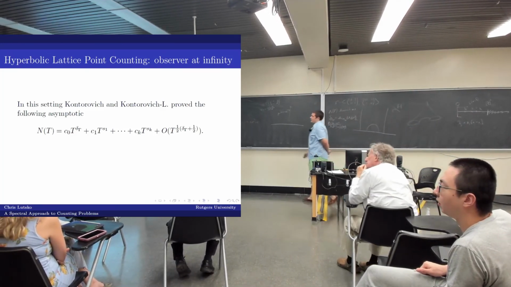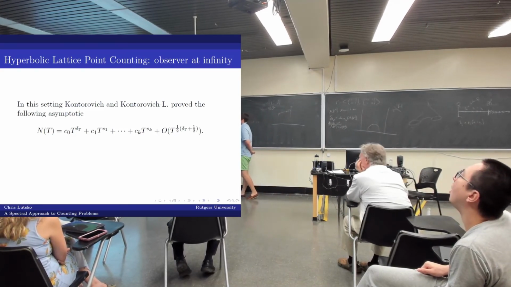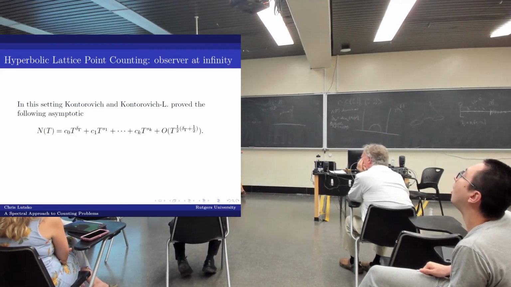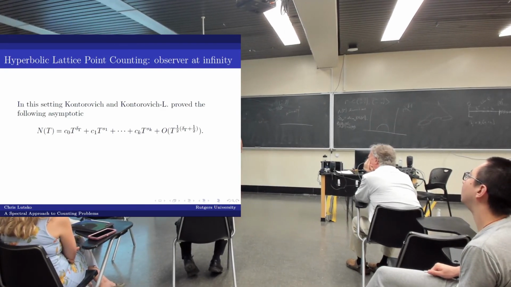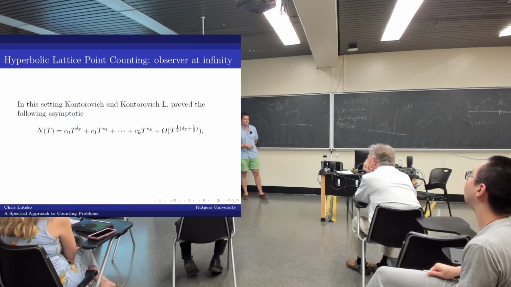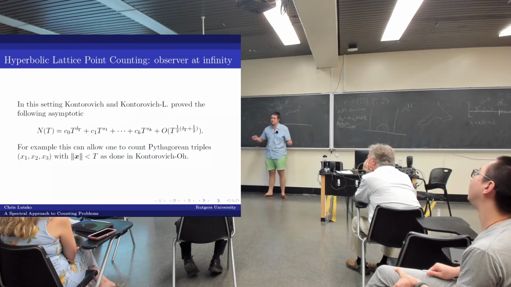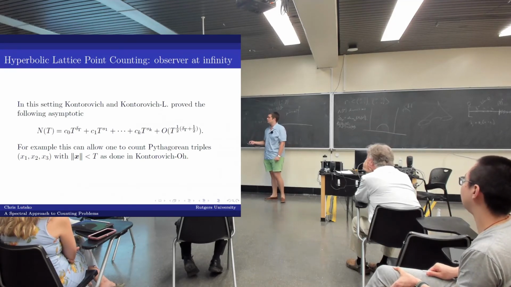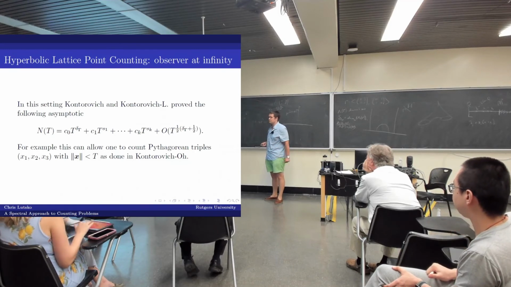And for example, if you're a number theorist and you want to count Pythagorean triples with size less than t, then this gives an asymptotic. This was done by Kontorovich and Oh, but they get a much worse error term using equidistribution and expanding spheres. But using the spectral method, you can get a better error term.